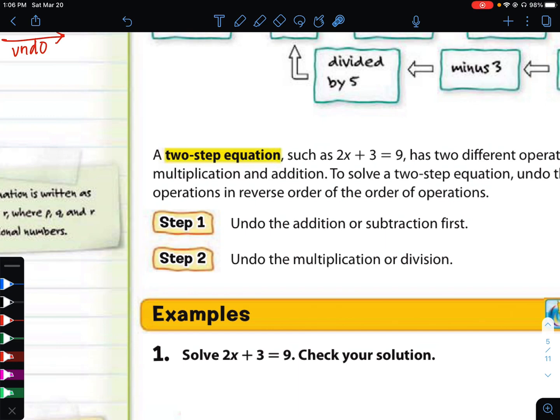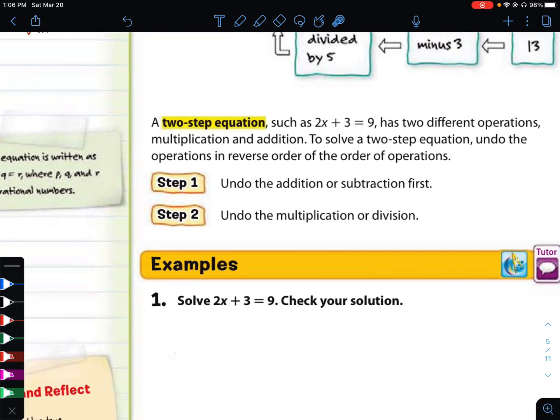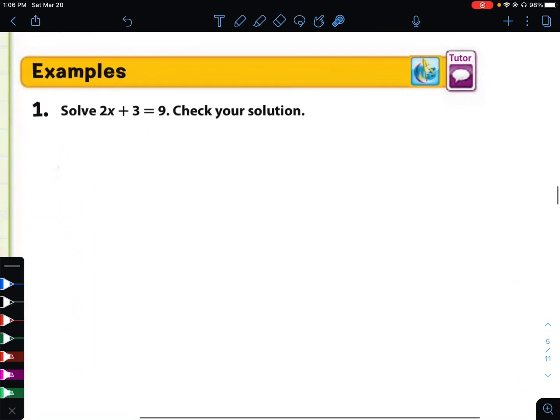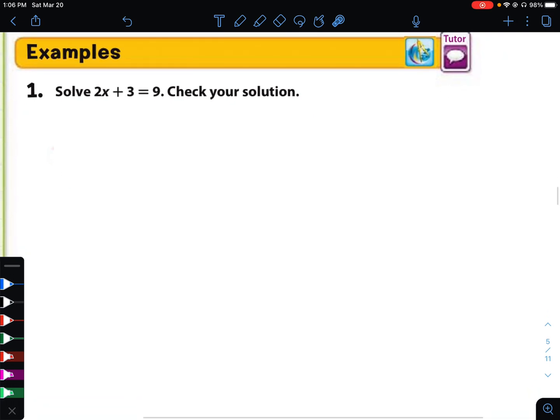Remember that addition and subtraction have the same priority, and multiplication and division also have the same priority. It's just what comes up first. So let's see how that works in example number 1. We want to solve 2x plus 3 equals 9. We want to check our solution as well.